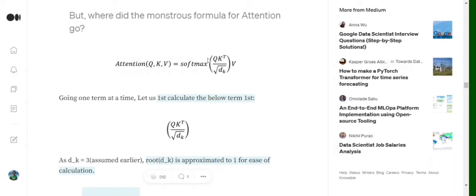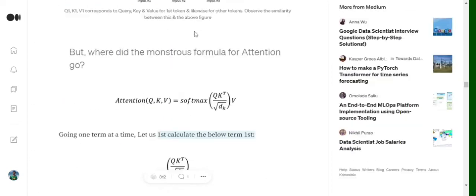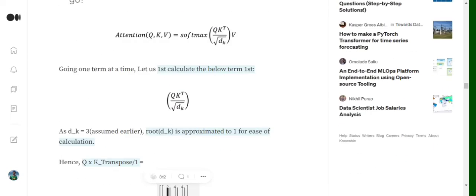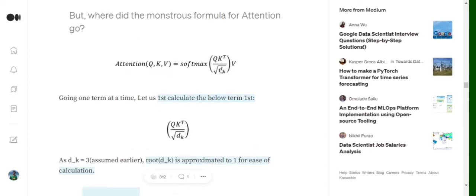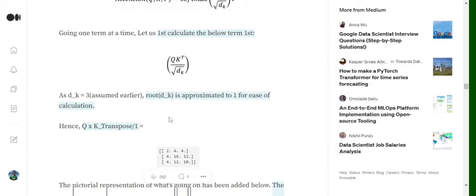Now let's start putting values in this monstrous formula. So we have got our query matrix, we have got our key matrix also. We can do a transpose for this. dk is 3. If you remember, we have already placed that value as 3. So under root of 3, we will be doing a softmax and then multiplying by the value matrix. I won't be going much into the formula. I will be just overviewing the values that we will be getting.